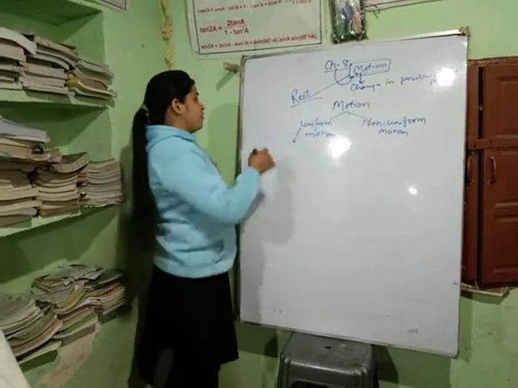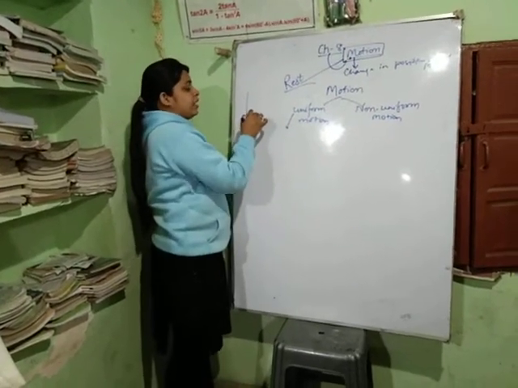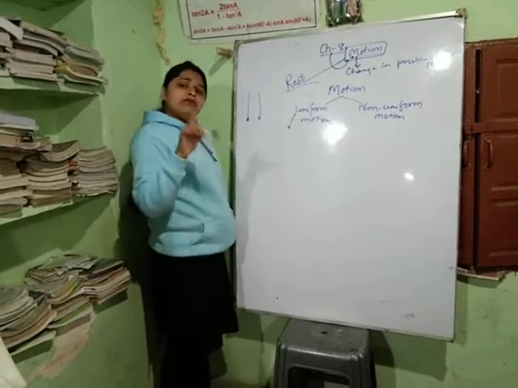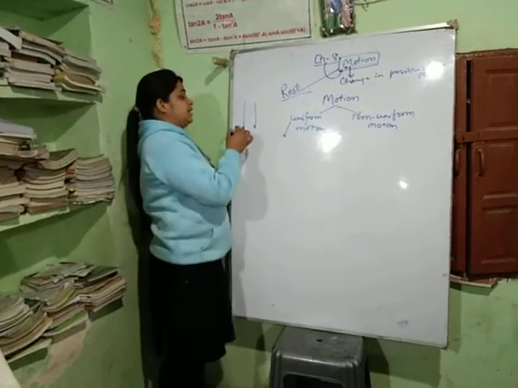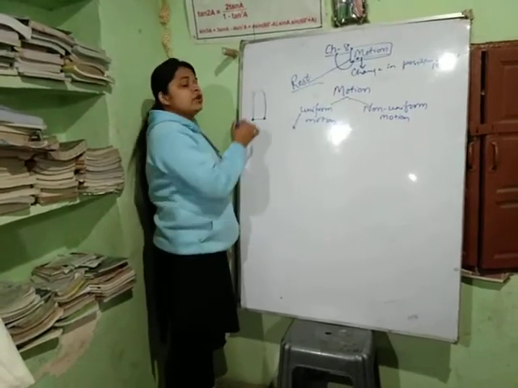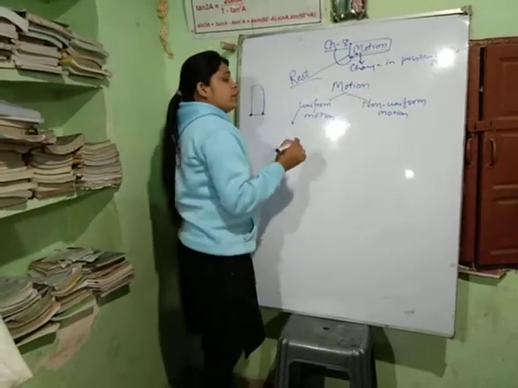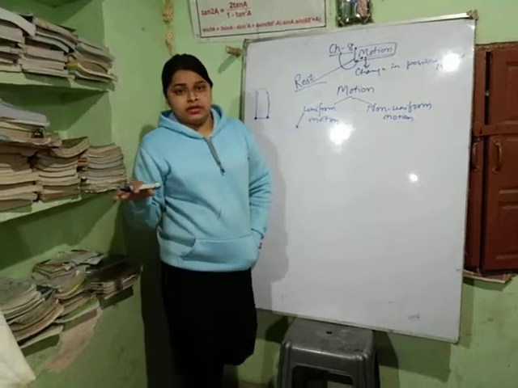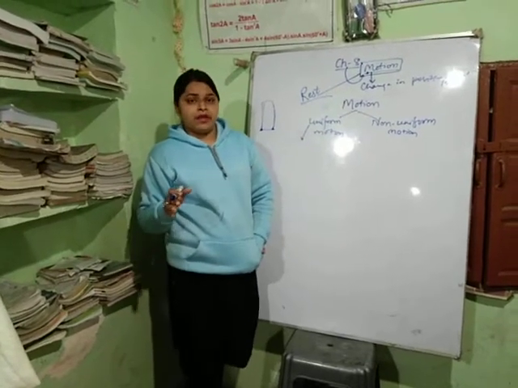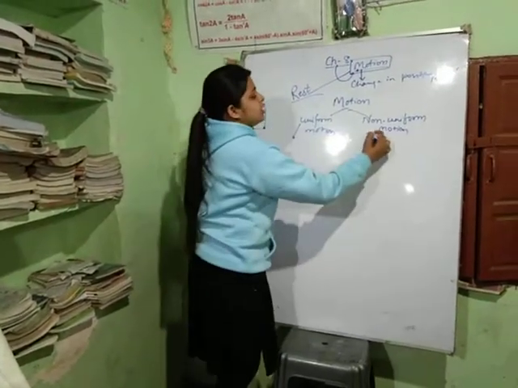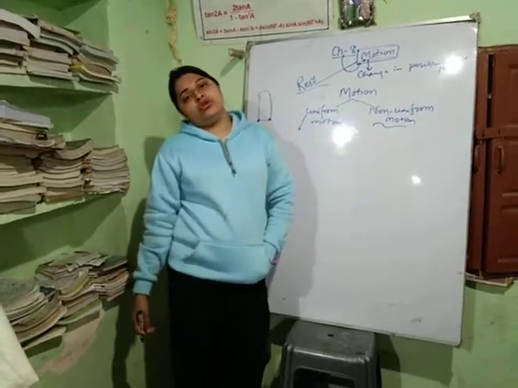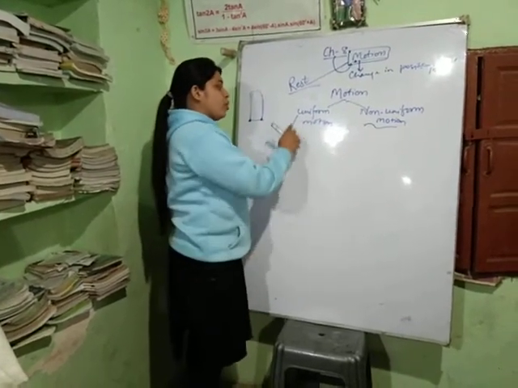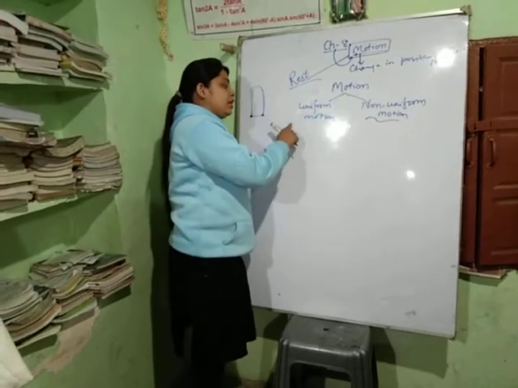That means if there are two objects, and they cover equal distance in equal intervals of time, then we can say that both objects are in uniform motion. Non-uniform motion means there is unequal distance in equal intervals of time, then we can say that both objects are non-uniform in nature. Hope you understand the topic uniform motion.